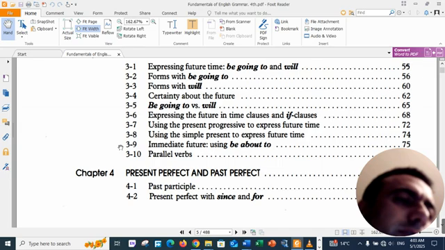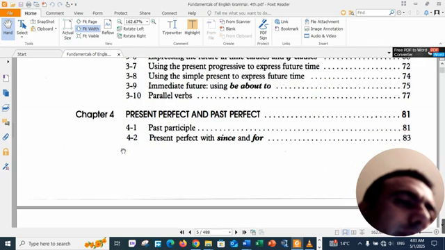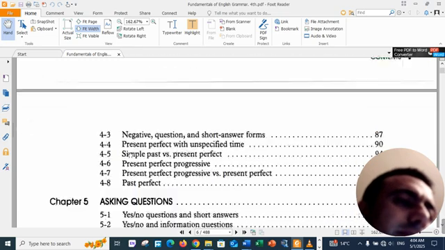3-8, using the simple present to express future time. 3-9, immediate future, using be about to. 3-10, parallel verbs. Chapter 4, present perfect and past perfect. 4-1, past participle. 4-2, present perfect with since and for.